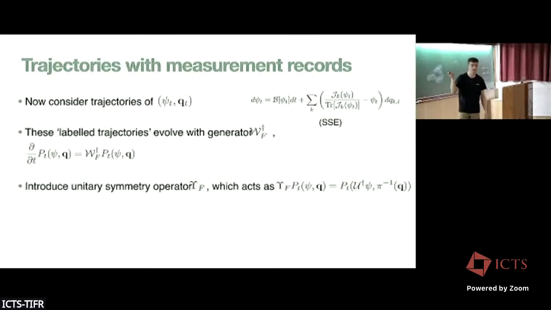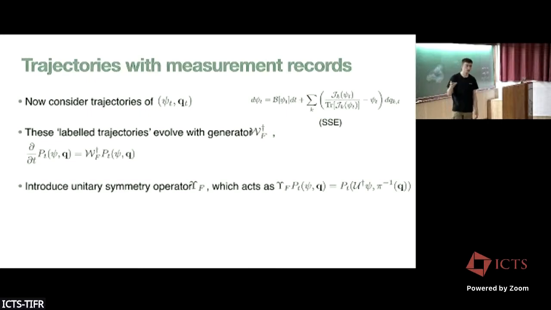So this just counts all the jumps of all the different types up to time t. So this is equivalent to the measurement record. And we're going to call these labels trajectories. And these trajectories evolve with some new generator, which I just denote W dagger F. So we have the same Fokker-Planck style equation. This time the distribution involves q.